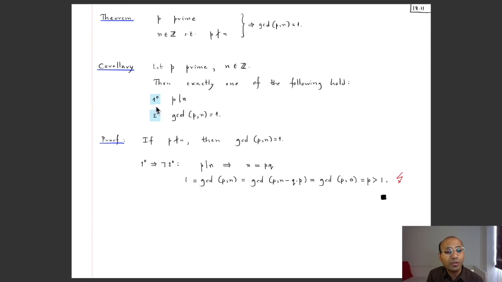So we have managed to show that if we are in case 1, then this statement 2 cannot hold. And the contrapositive of this is that if 2 holds, then 1 cannot hold. And so we have shown that these two statements are mutually exclusive.